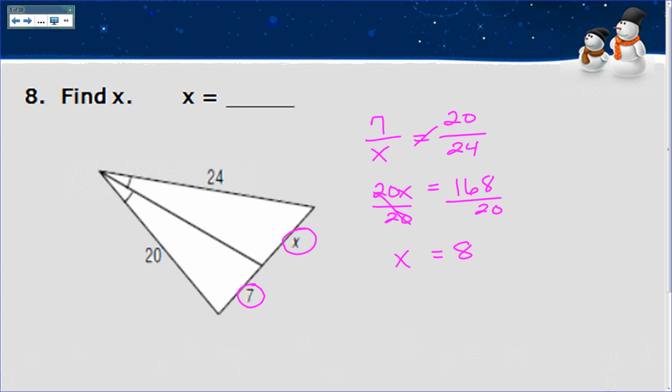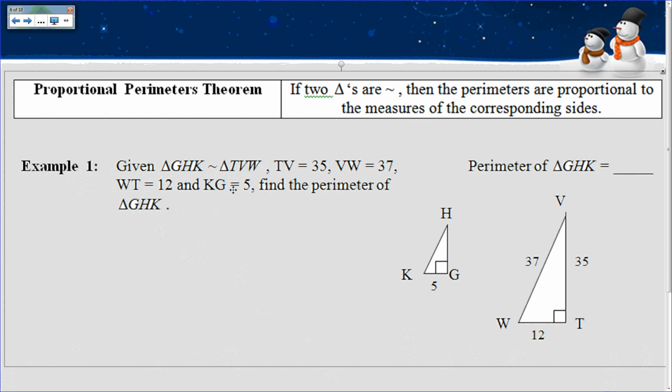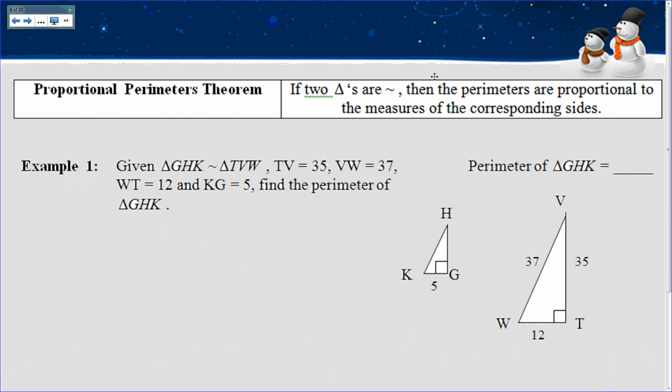And you get 8.4 again. So that means this piece right here is 8.4. All right. Now, perimeters are also part of a triangle, okay? So since a perimeter is part of a triangle, then that means the perimeters are also proportional.